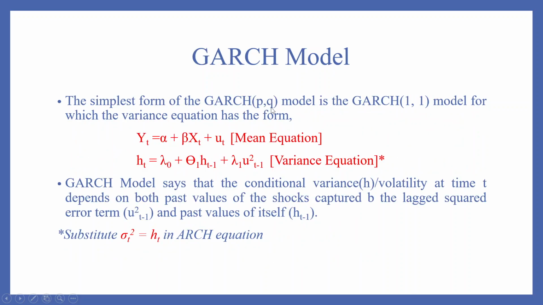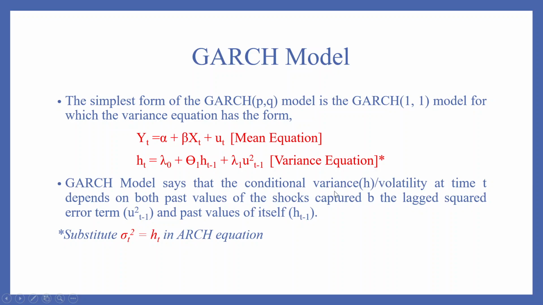The simplest form of the GARCH(p,q) model is the GARCH 1-1 model, for which the variance equation has the form. This is a little bit modified. We'll start with the mean equation. Yt is equal to alpha plus beta xt plus ut. Ht is equal to lambda 0 plus theta 1 ht minus 1. Now what is this ht? We have substituted sigma square t is equal to ht. So ht is equal to lambda 0 plus theta 1 ht minus 1 plus lambda 1 u square t minus 1. This is our variance equation.